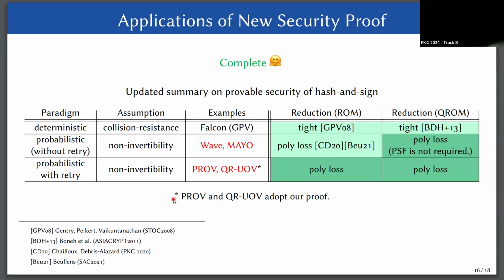Fortunately, PROV and QROV use our security proof in the specification. Unfortunately, Wave and Mile don't use our proof. I hope they will use it in the next version of the specification.